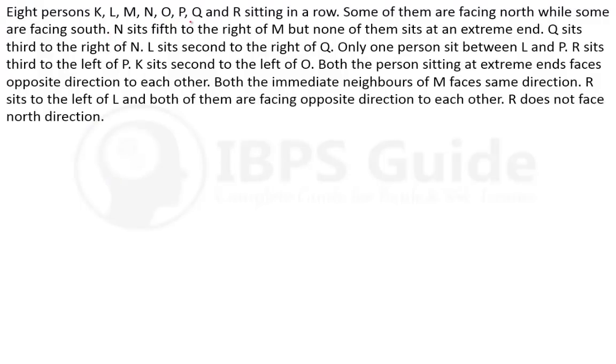Eight persons K, L, M and O, P, Q are sitting in a row, some of them facing north while some of them facing south. N sits fifth to the right of M, but none of them sit at the extreme end. Now N sits fifth to the right of M.